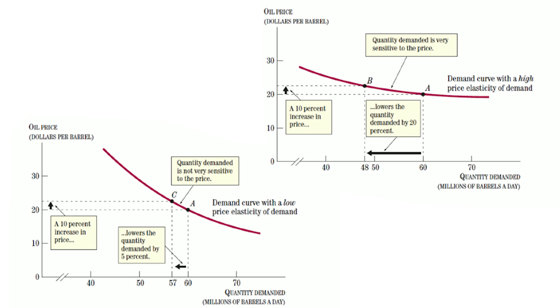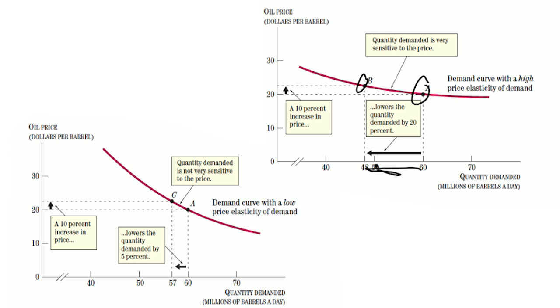As you increase the price from what it is at A to what it is at B, you can see it's a relatively small increase in the price, but a big increase in the quantity demanded. So that's a high elasticity, and you can see it by the slope of that curve. And the one below is the reverse.